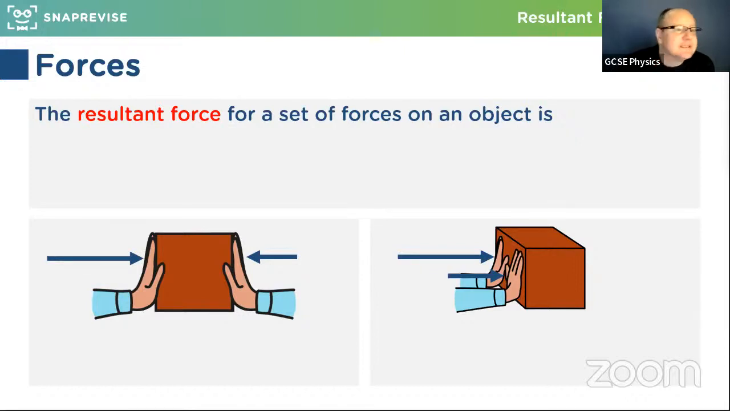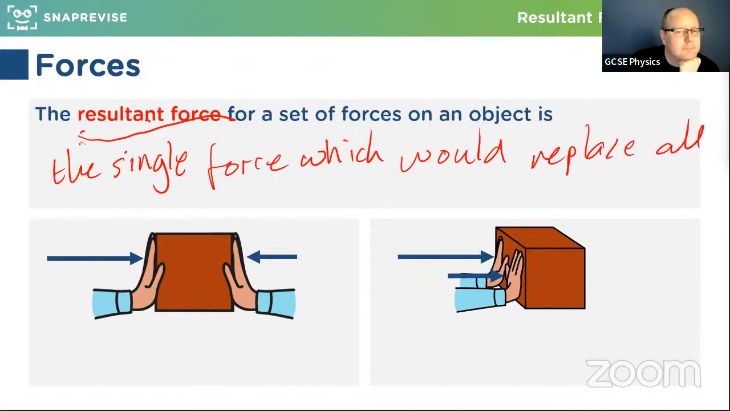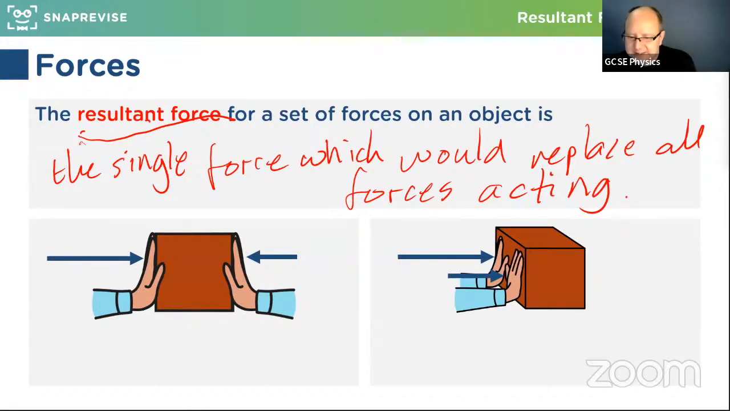So a resultant force for a set of forces on an object is defined as the single force which would replace all of the other forces acting. So the resultant force for a set of forces on an object is the single force which would replace all the forces acting on that object or that system, and that's the resultant force.